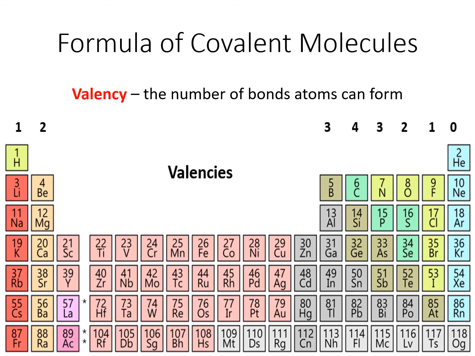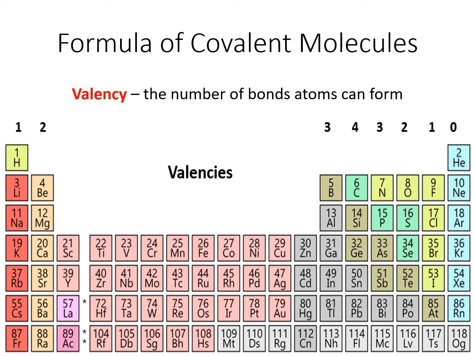So we have to use a different method for working out the formula of covalent chemicals if those covalent chemicals don't have a prefix in their name. A lot of covalent chemicals, in fact most of them, don't have these prefixes. So the way that we work out the formula is by something called the valency. And the valency is the number of bonds that a particular atom can form.